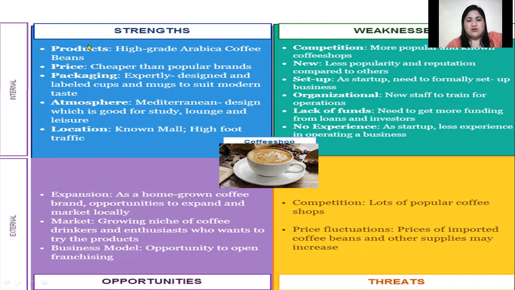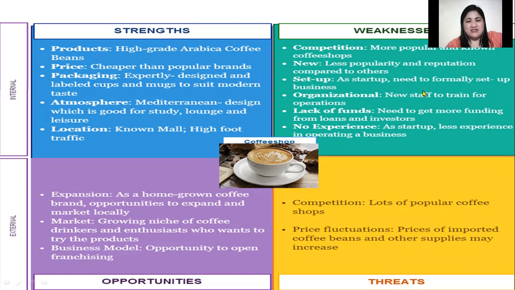So, ayan yung kanyang pinagtuunan ng kanyang pag-identify ng strength. Meron siyang product. They offer high-grade Arabica coffee, price, packaging, atmosphere, and the location. Yun yung na-identify na strength. In terms of weakness, dahil coffee shop siya, alam naman natin ang coffee shop, nagsusulputan na lang din kung saan-saang sulok, so marami raw siyang kakompetensya. Kaya, merong less popular yung kanyang brand.